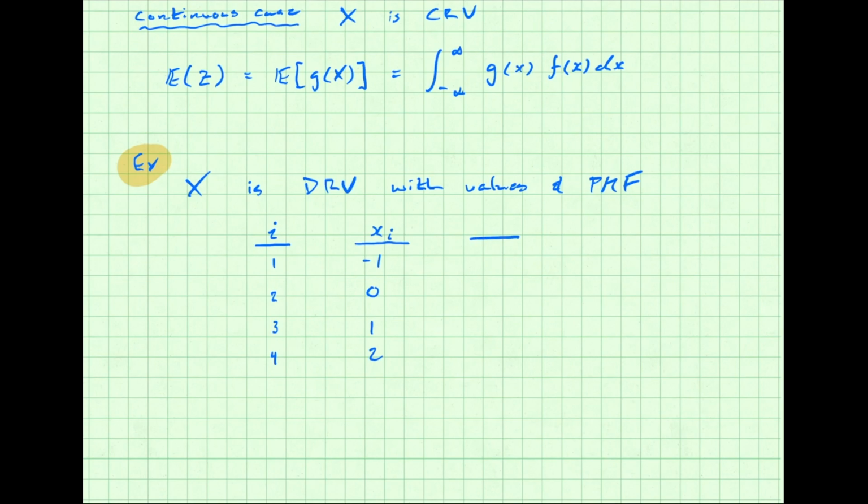And then the probability that it takes on these values is as follows. It's a half, a quarter, 0.15, and then the only amount that's left to make sure that we obey the honesty condition is 0.1. So that's just some made-up case where you have a discrete random variable that can take on 4 values with 4 different probabilities.